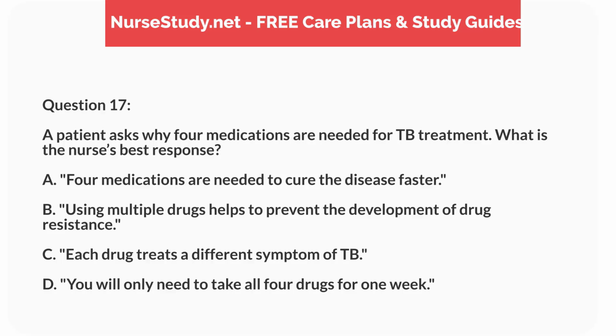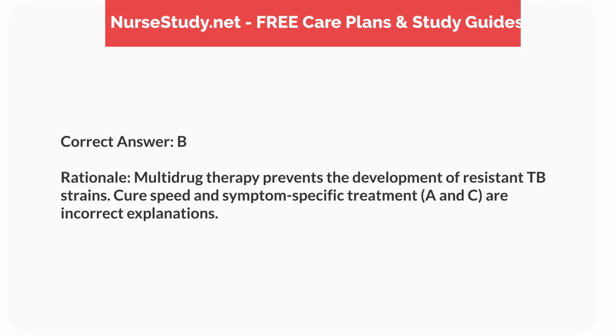Question 17. A patient asks why 4 medications are needed for TB treatment. What is the nurse's best response? A. Four medications are needed to cure the disease faster. B. Using multiple drugs helps to prevent the development of drug resistance. C. Each drug treats a different symptom of TB. D. You will only need to take all 4 drugs for 1 week. Correct answer, B. Rationale: multi-drug therapy prevents the development of resistant TB strains. Cure speed and symptom-specific treatment, A and C, are incorrect explanations.